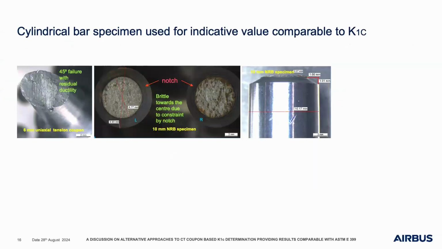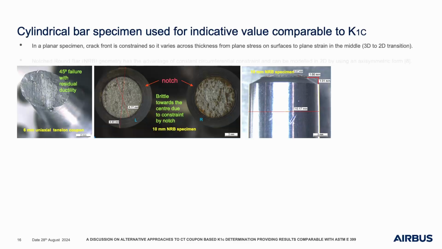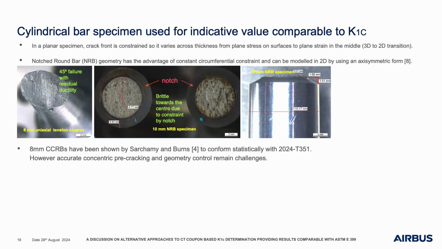So we'll look at another alternative, the cylindrical bar specimen. This idea was proposed a few years ago and was actually presented in ECF 11, except those cylindrical bar specimens were pre-cracked. We revisited it and took it a step further. Instead of presenting pre-cracked specimens, as Sarchami and Burns did, our former colleagues, we just machined, we just turned the specimens in a lathe and cut a notch and decided to look at it.